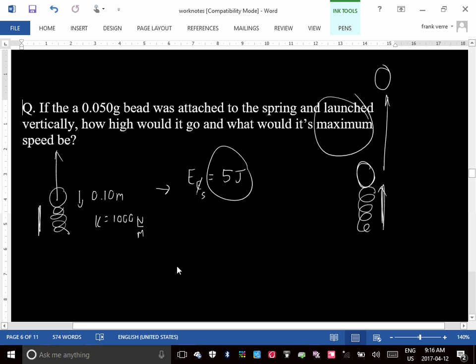Okay, so let's look at the first question. Actually, let's look at the second one. What's the maximum speed? So this is how much energy it has. That's going to become its kinetic energy. So the energy of the spring is going to equal the kinetic energy plus the potential energy. I want you to think about that equation for a second before we move forward.